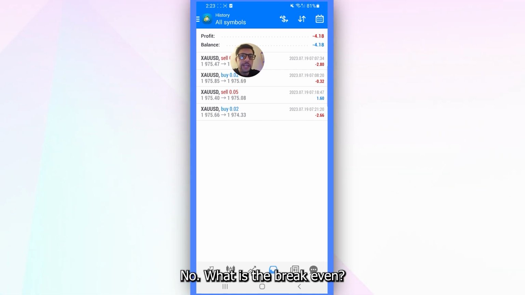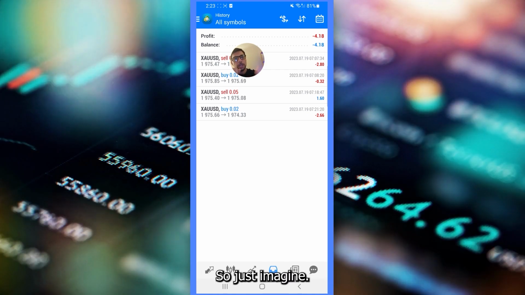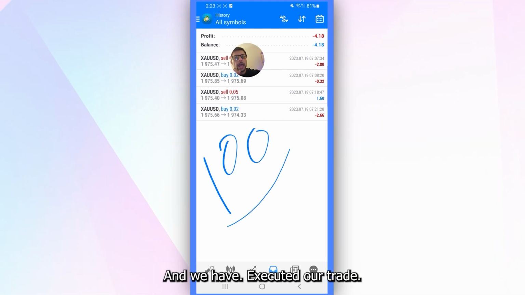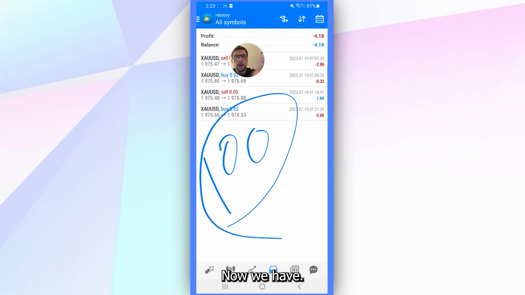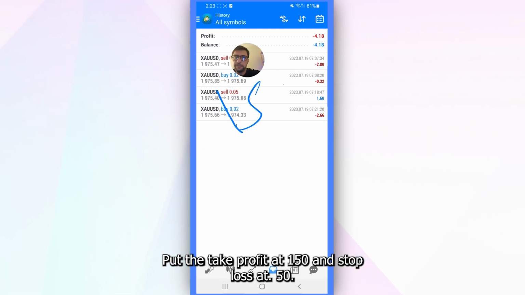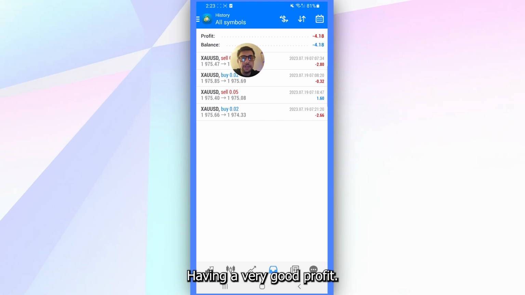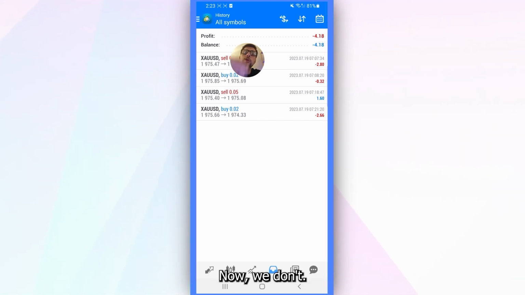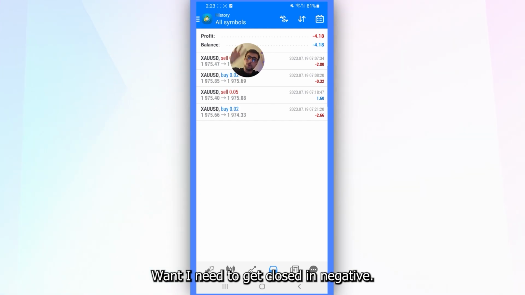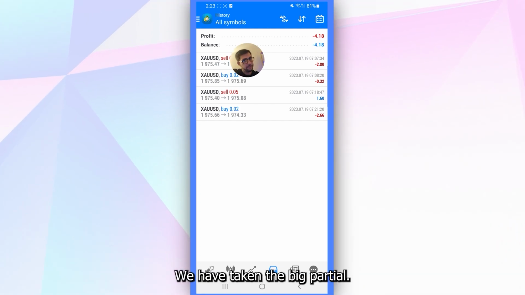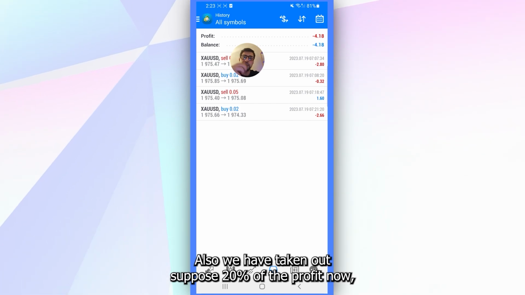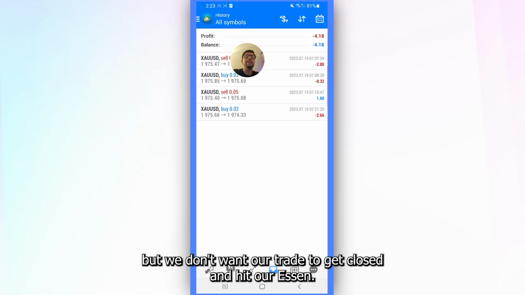Now what is break even? Just imagine our price was 100 and we have executed the trade. Now we have put the take profit at 150 and stop loss at 50. Now the trade is still running at 120 and we have a very good profit. Now we don't want our trade to get closed in negative. We have taken the partial also, suppose 20% of the profit. But we don't want our trade to hit our SL.